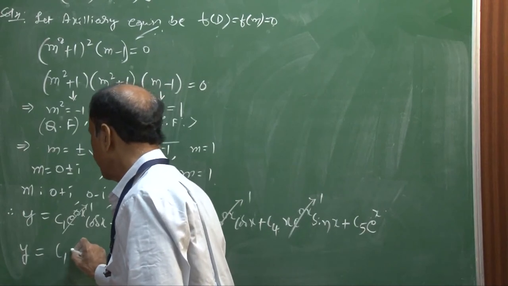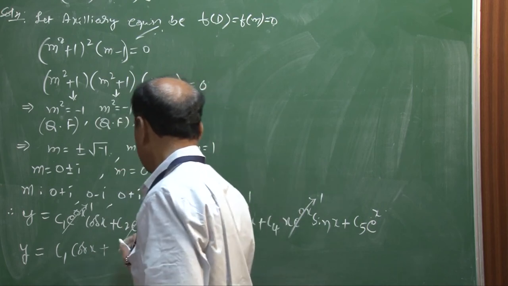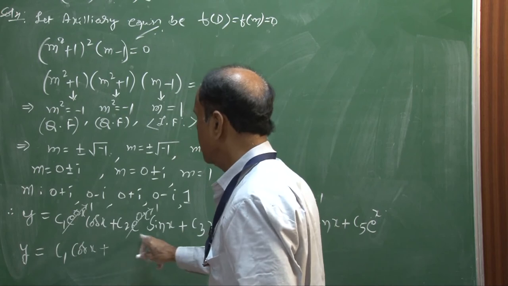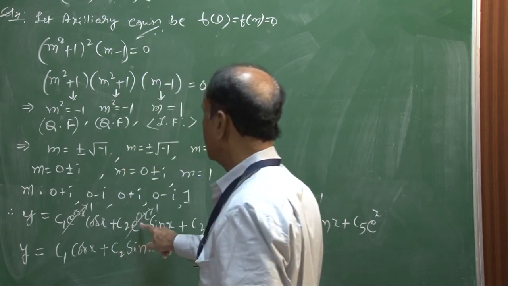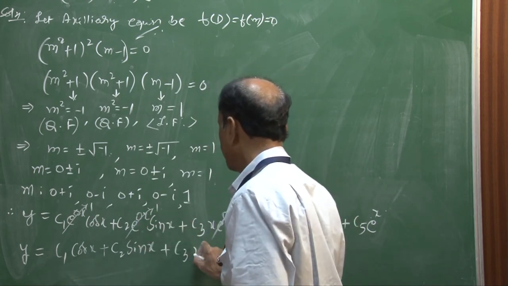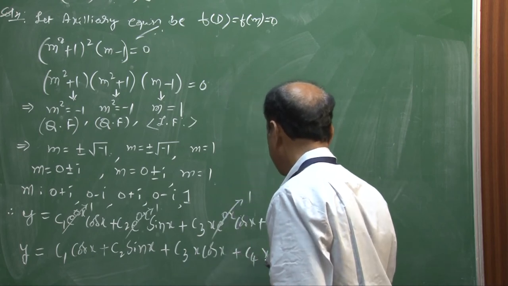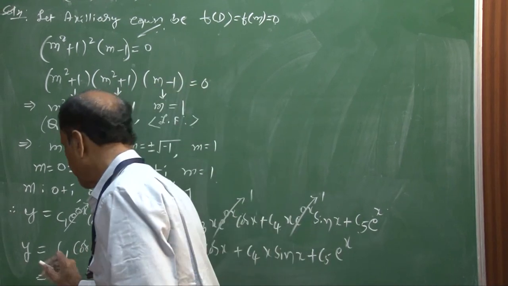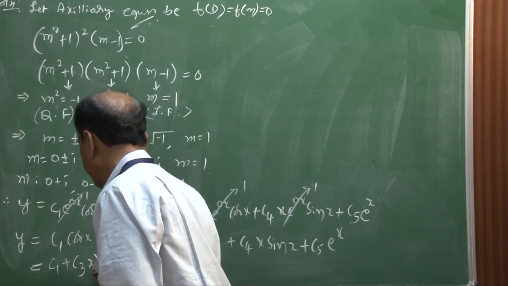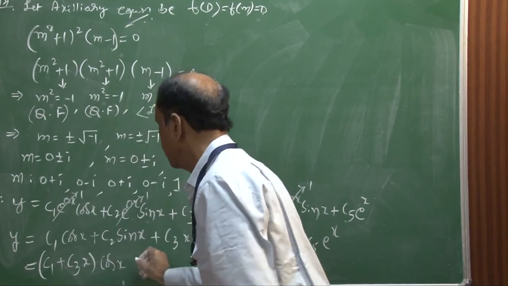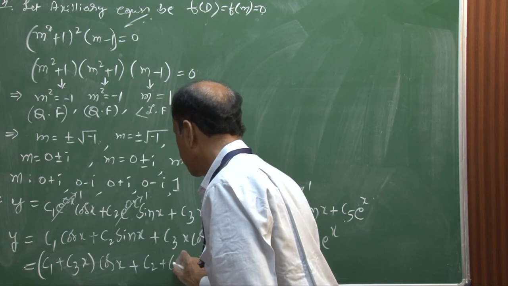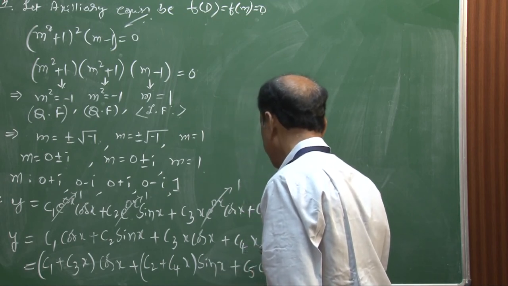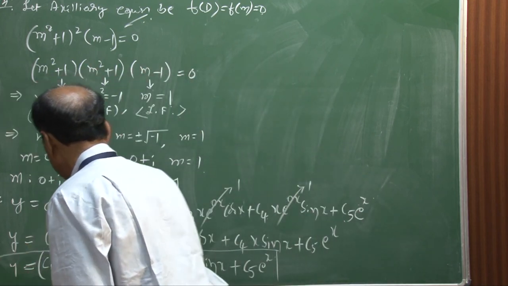Therefore, you have c1 cos x plus c2 sin x, since the exponential to the power 0 x is 1, plus c3 x cos x plus c4 x sin x, plus c5 e to the power x. One more last simplification: this comes to be (c1 plus c3 x) multiplied by cos x, taking cos x as the common factor, plus (c2 plus c4 x) multiplied by sin x, plus c5 e to the power x. So this becomes the final solution.